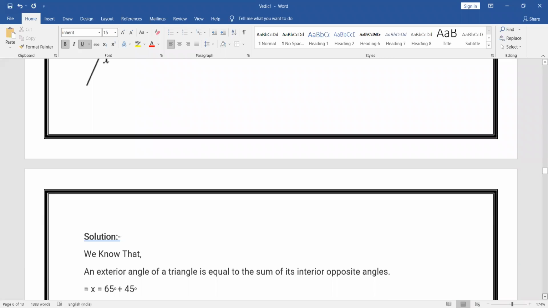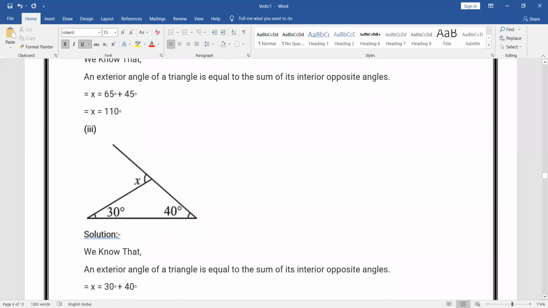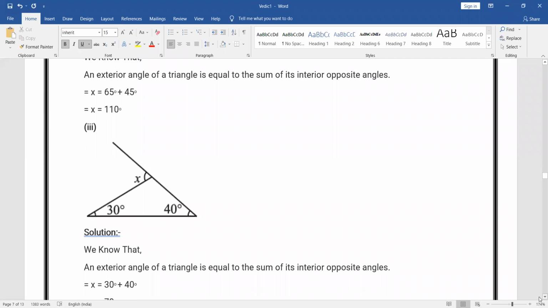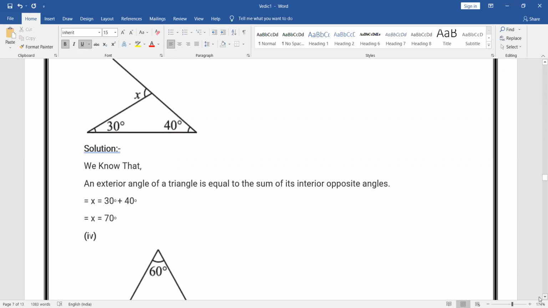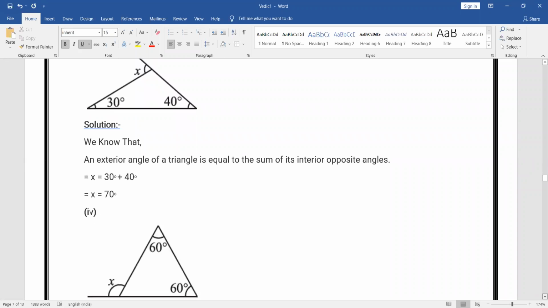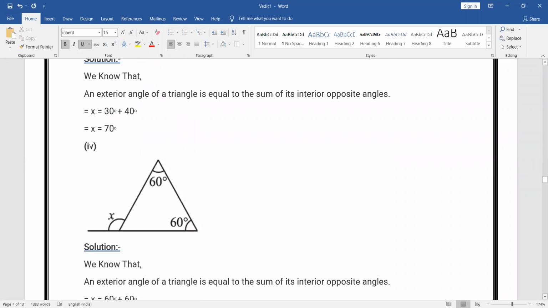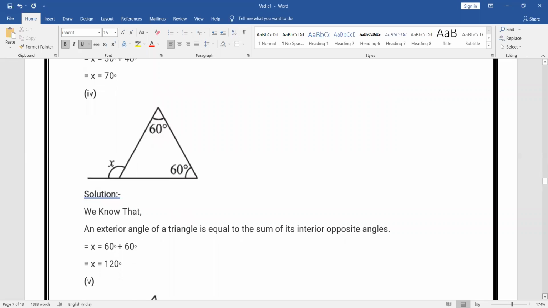See the third part also. Again, the opposite angles of x are 30 and 40, so the value of x is the sum of 30 and 40, that is 70. But the reason you have to give. For each and every step you are doing, you have to give the reason why you are writing x as 30 plus 40. Same for the fourth part: just see 60 and 60. These are the opposite angles of x, so you add both of them and you get your answer.